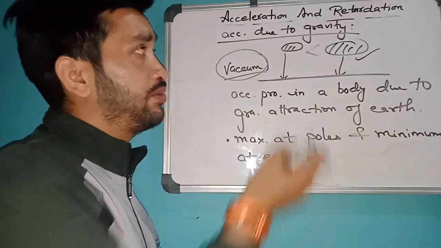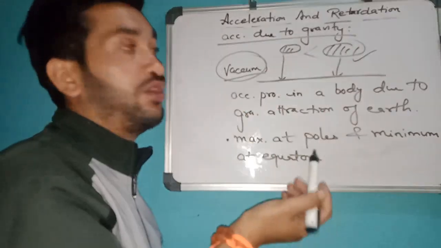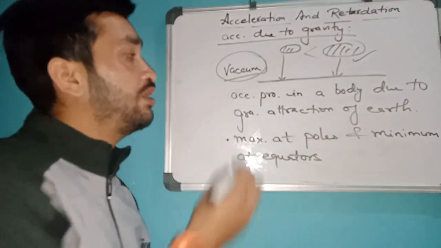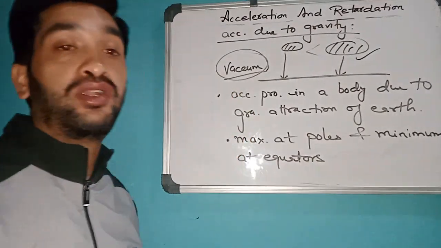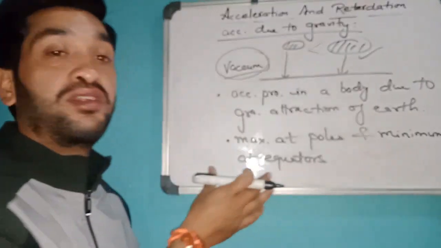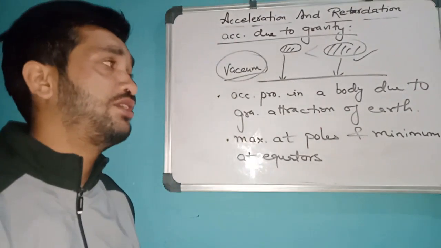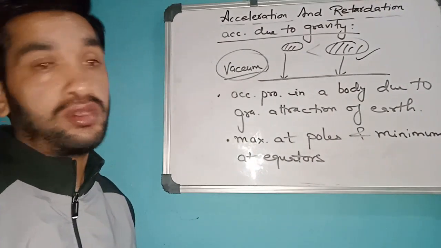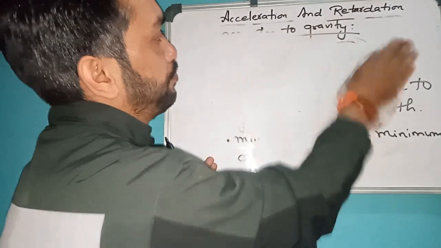A 1 mark question can come: does acceleration depend on gravity or not? Or a question like this: free fall, two bodies are falling, which will reach faster? Or this question: what do you mean by acceleration due to gravity? And where is it maximum, where is it minimum? These types of questions are there from your acceleration and retardation part. So let us conclude what we studied today.